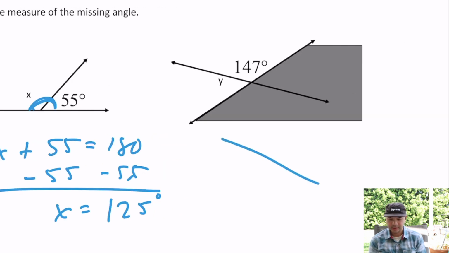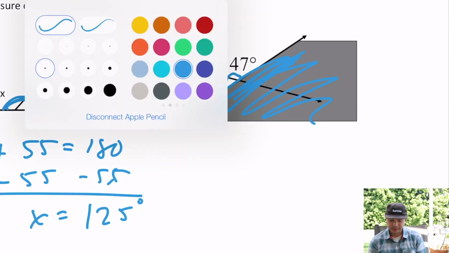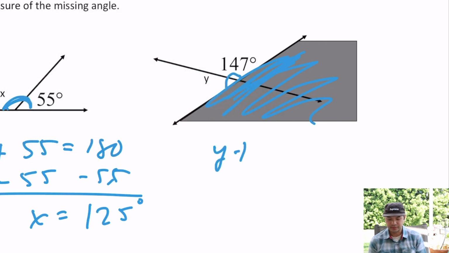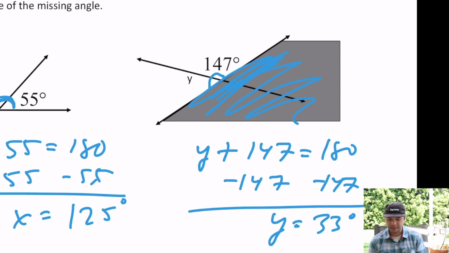Same thing over here. Even if you have two intersecting lines, we already kind of did vertical angles, but here you could just ignore this entire part and just concentrate on these two angles here, and you will know that y plus 147, those make up a straight line, so it should equal 180. So same thing, you subtract 147 from both sides, and y should equal 33.